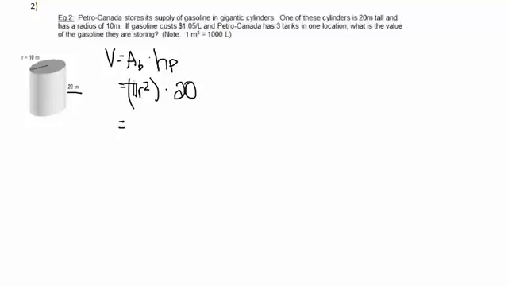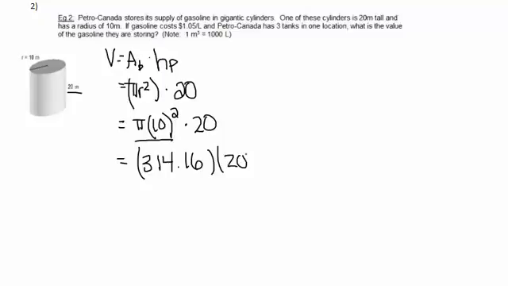Now, let's plug in our value of our radius. So 10 meters. And now if we multiply this all together and round to 2 decimal points, we get 314.16. And then we just have to multiply it by 20 to get our final answer. And that gives us our final answer of 6,283.20 meters cubed.